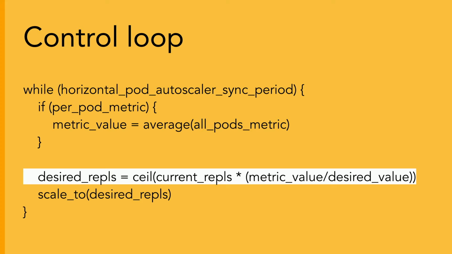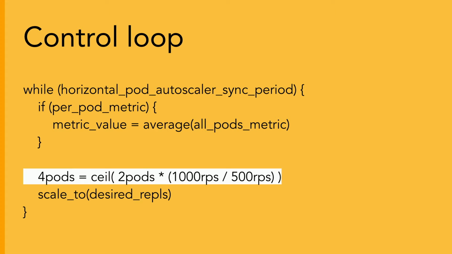Lastly, it does the math. So it will take the current metric value, divide by the desired value, and multiply by the current replicas if you're scaling up. Then round up and autoscale. So if we take an example, we have 2 pods, and we want to receive 500 requests per second per pod. But we're actually getting 1,000 requests per second. So the HPA will want to autoscale to 4.